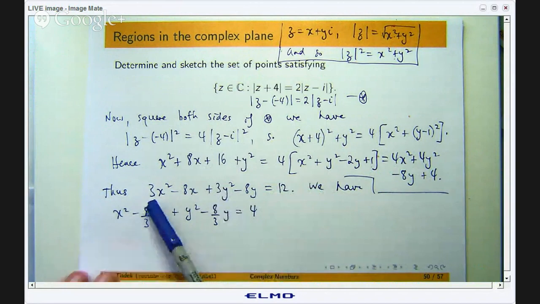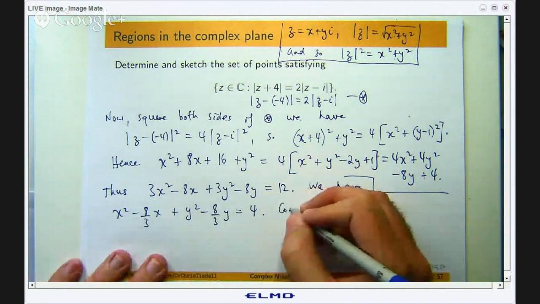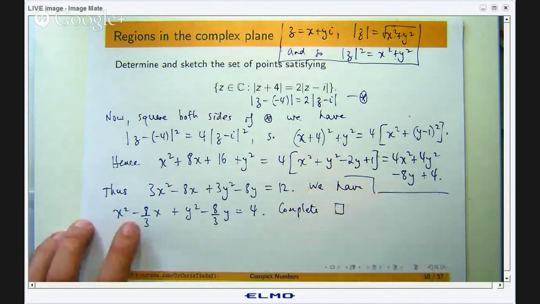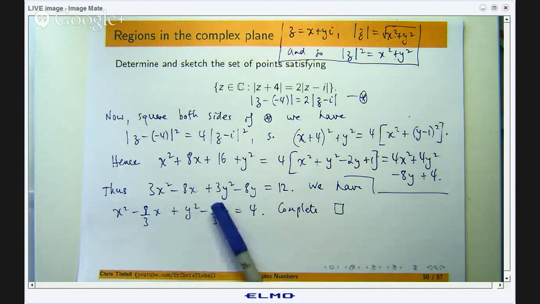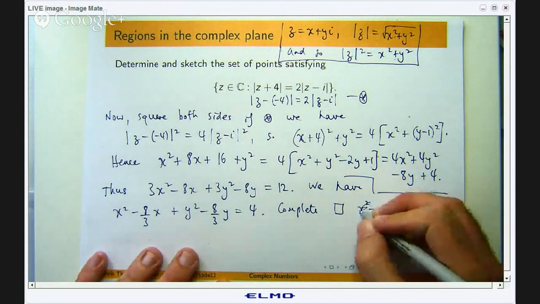Okay, so now I'm going to complete the square in x and complete the square in y. So I look at the coefficient of x and take half of that coefficient. Okay, half of negative 8 on 3 is 8 on 6, or 4 on 3. And then I square it, and I add it to both sides, and I do that twice because the coefficients are the same here. So I would get something like this. Actually, I'll take a new line.